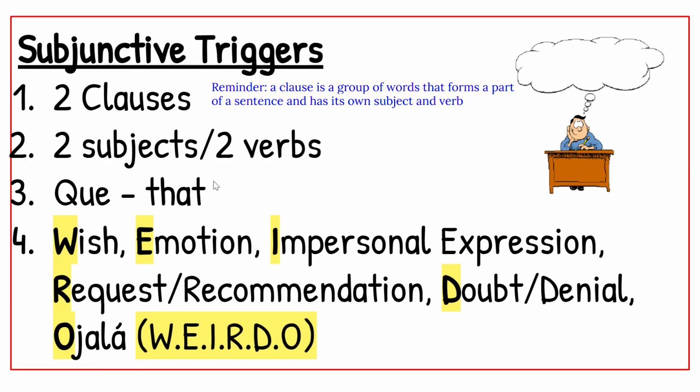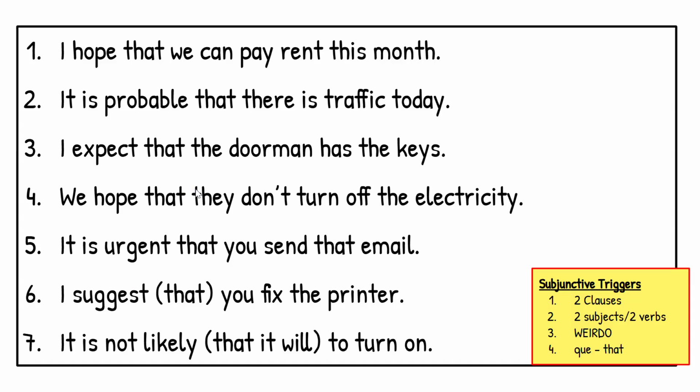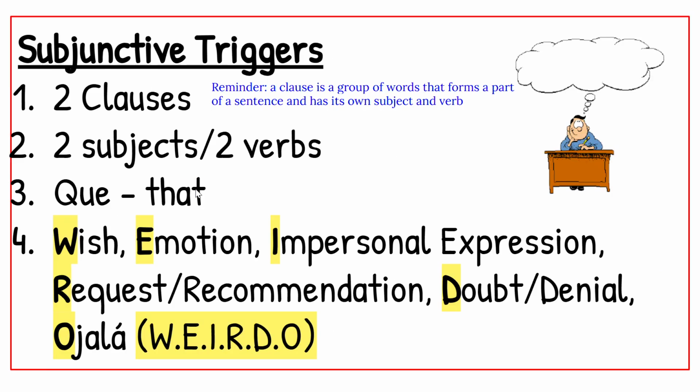The word that will be in between both clauses, and you will be expressing either a wish, an emotion, an impersonal expression, a request, recommendation, doubt, denial, or the word ojalá, which means hopefully. An acronym to remember this is WEIRDO.